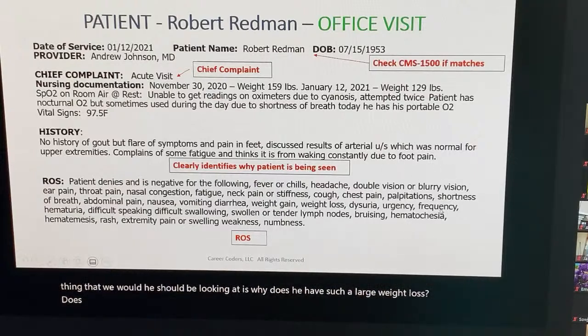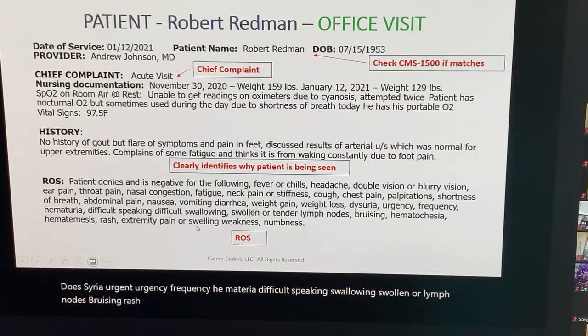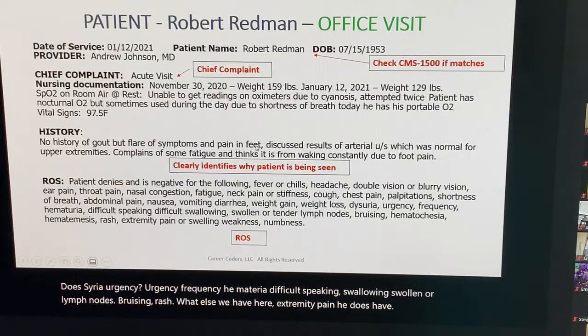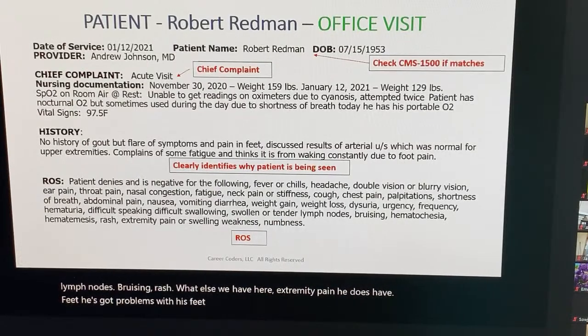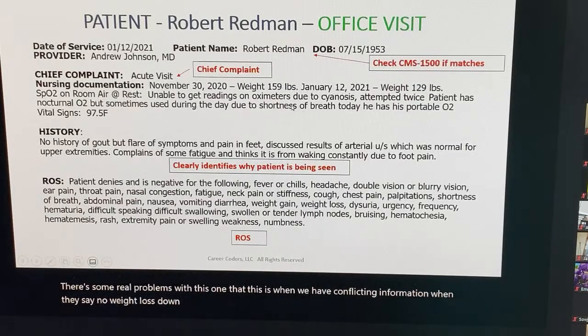Dysuria, urgency, frequency, hematuria, difficulty speaking, swallowing, swollen lymph nodes, bruising, rash. What else do we have here? Extremity pain. Well, he does have feet. He's got problems with his feet of some sort. So why shouldn't it be marked? He does have extremity pain, swelling, weakness, or numbness. So there's some real problems with this one. This is when we have conflicting information, when they say no weight loss down here, and up here it talks about the weight loss.